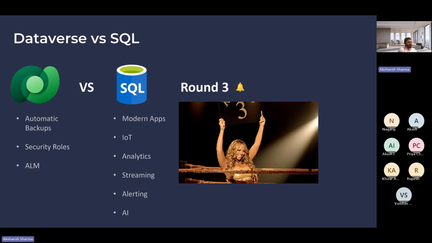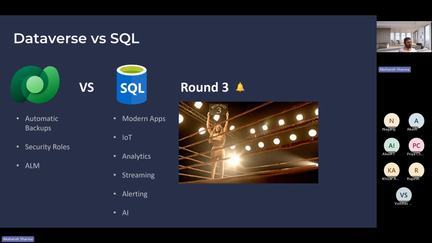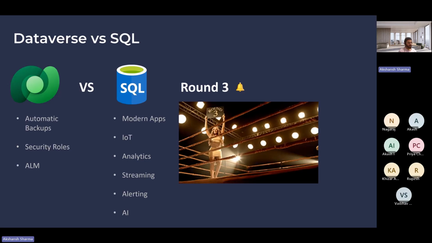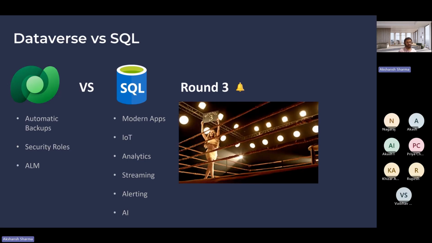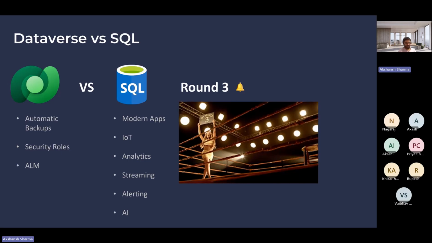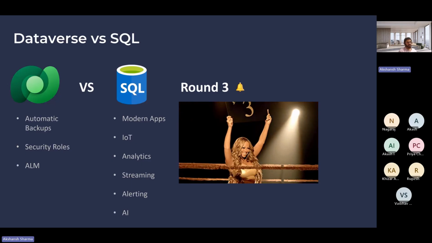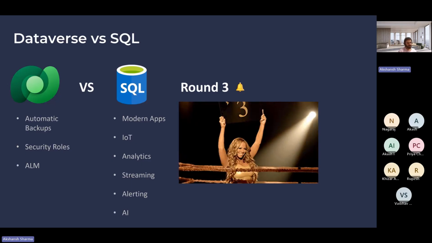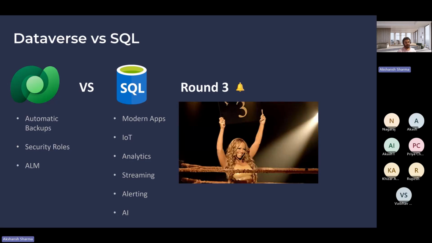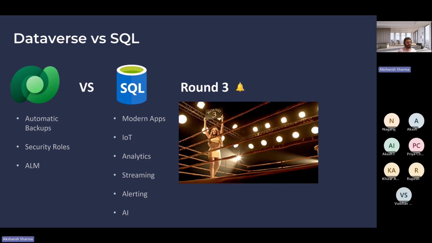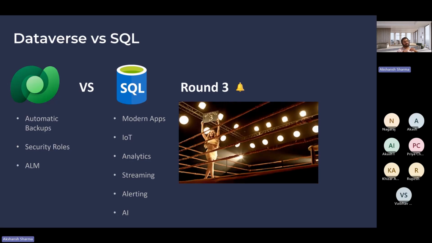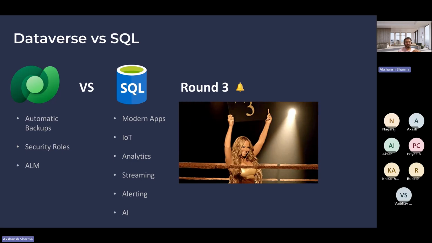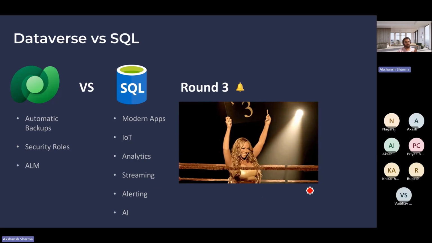Then our last round is round three, Dataverse versus SQL. What additional features does Dataverse offer? Dataverse offers automatic backups, and Dataverse offers security roles. Again, native to Dataverse, this security role feature is really good. You can manage row level security. What that means is, let's say you have 10 different rows, and one department needs to view, let's say, only the top 2 rows.